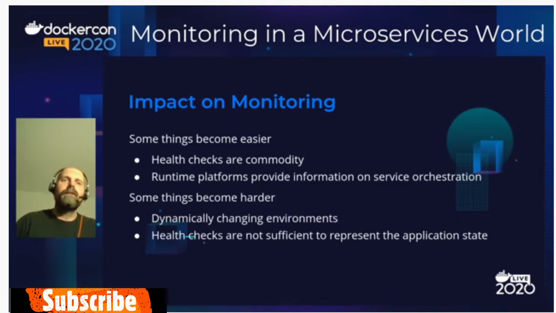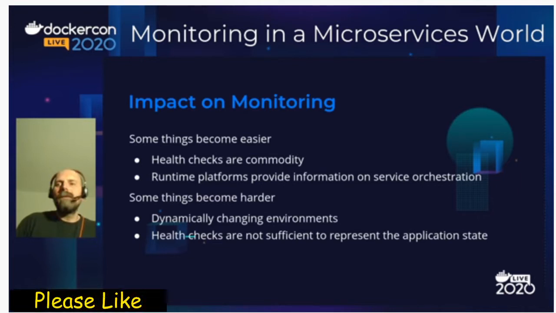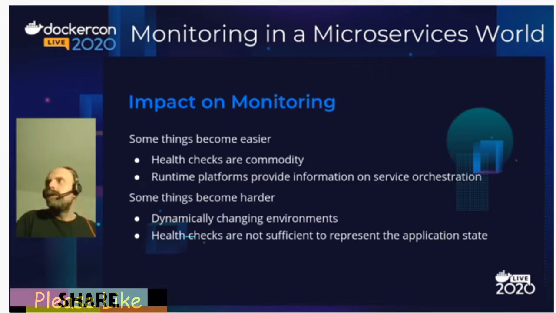And one of the things that makes monitoring harder is that these environments change a lot more dynamically than, you know, static deployments of single applications. These dynamic changes have many dimensions. So if you allow your engineering teams to ship services into production, then you will have a much higher rate of new services being deployed, right?